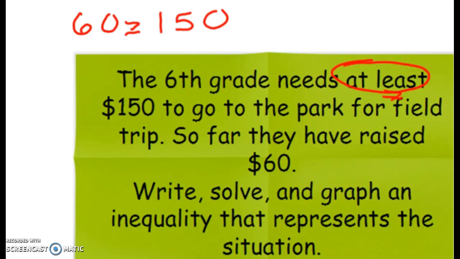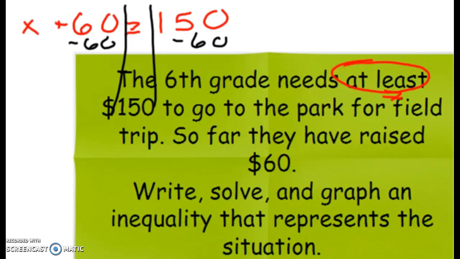And then I need to write and solve a graph of inequality. So I need to figure out how much more money they need to get the $150, so that's where my variable comes in. So I'm going to use x. And now I know that the money I need to figure out is going to have to be 150 minus 60. So the only way to get minus 60 on both sides is to make this a plus 60 now. So this is the inequality that I have. And then if I have to solve it, I'm going to put my two train tracks, subtract 60. These cross out, and now I'm left with x is greater than or equal to 90.